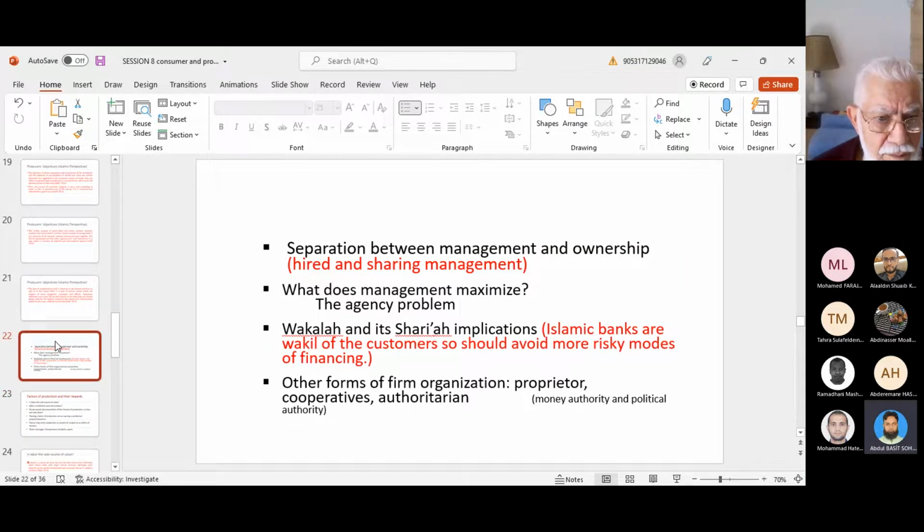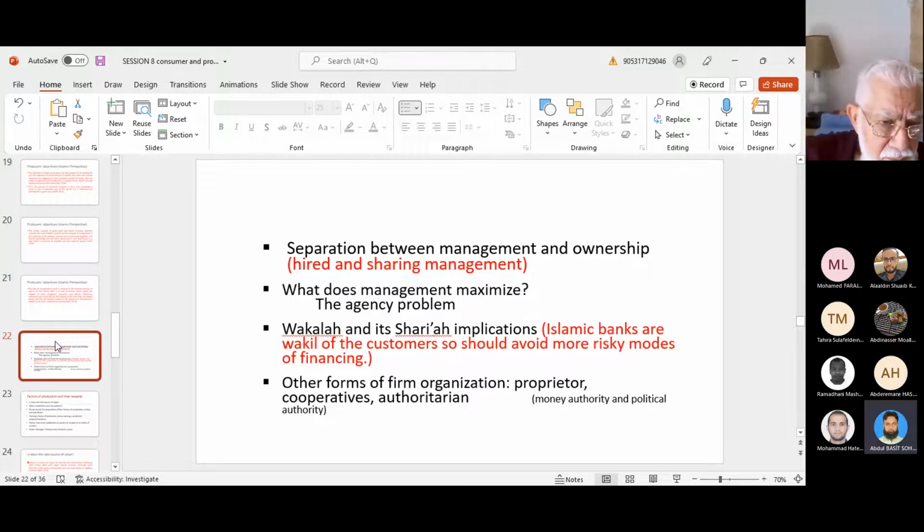So, next is separation between management and ownership. Management can be hired, and sharing management. So, what does management maximize? And the agency problem. Wakala and its Sharia implication. The Islamic banks are wakil of the customer. So Islamic banks should avoid more risky modes of financing.